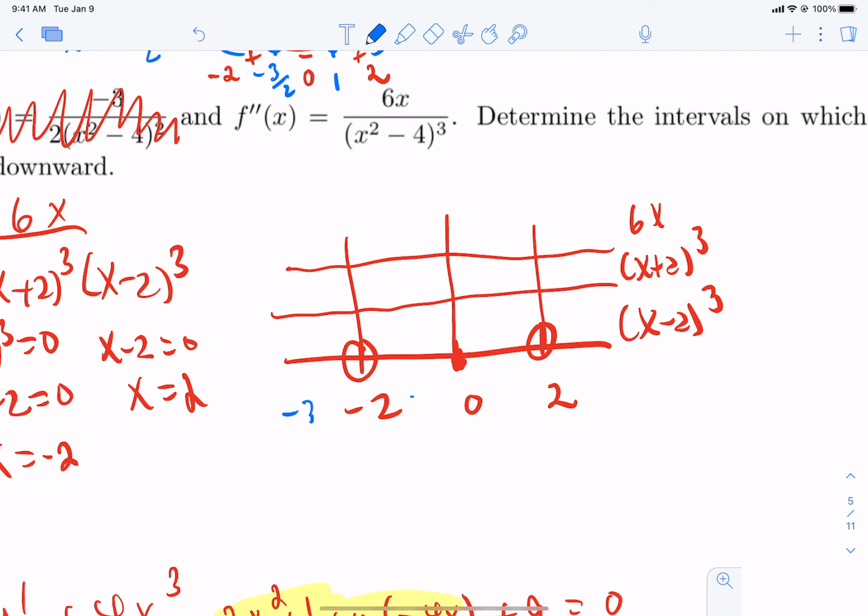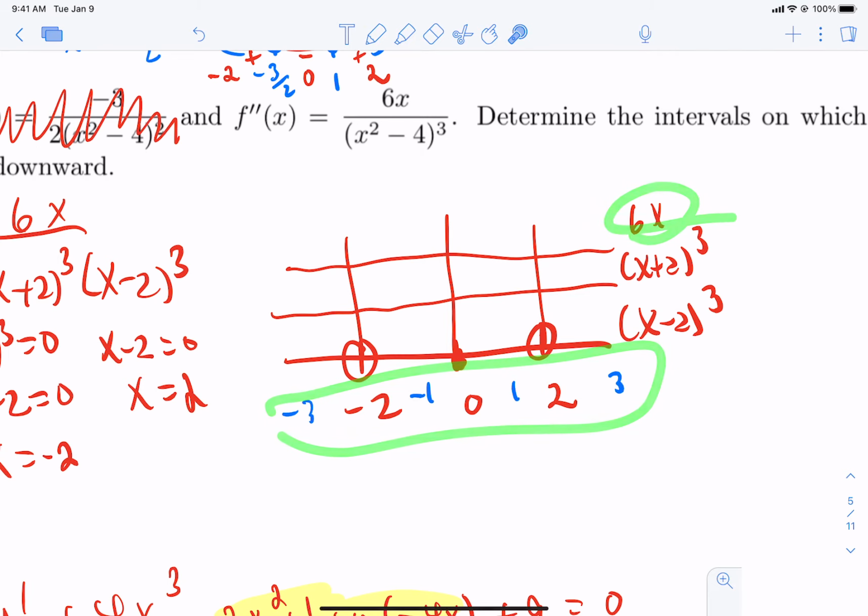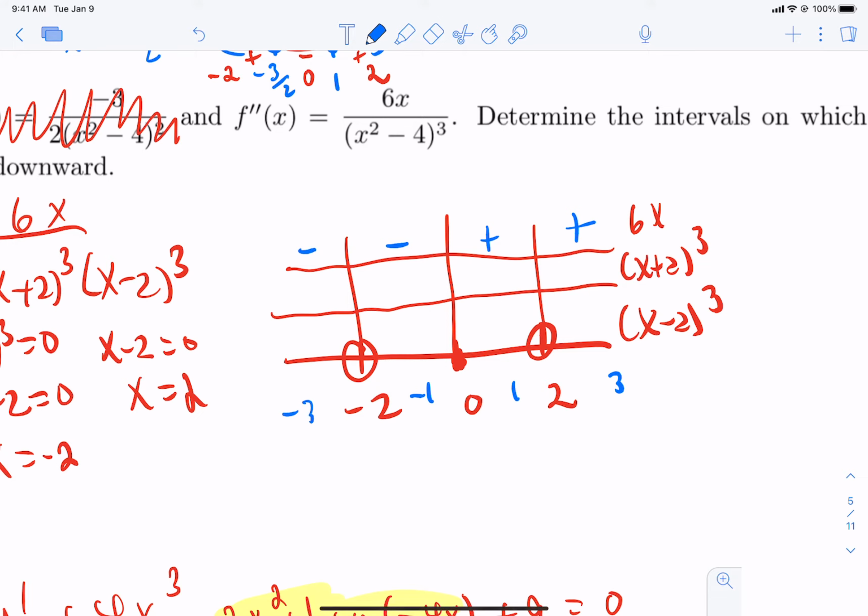Okay. Now let's plug in our values. I'm going to focus just on plugging them into 6x. So I'm just going to go down the list, and I'm going to get a negative, a negative, a positive, a positive. Now let's plug into x plus 2. Now let's think about if I cube it. If I cube a negative, it's going to stay negative. If I cube a positive, it's going to stay positive.